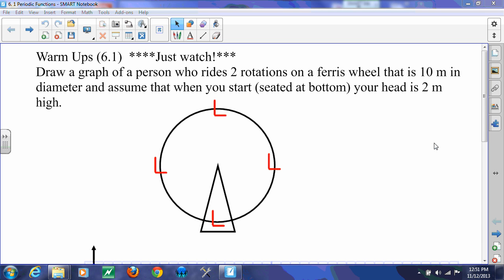And welcome to lesson 6.1, periodic functions. This is the introduction to our second last unit, which is called sinusoidal functions.